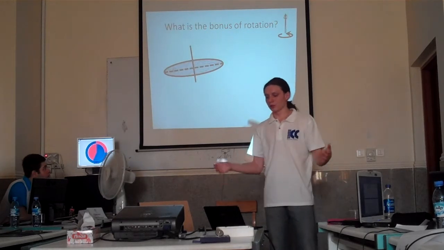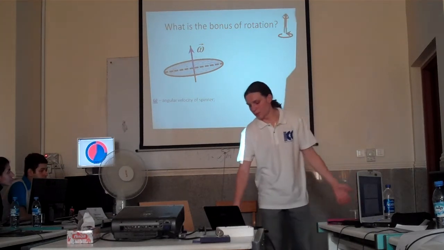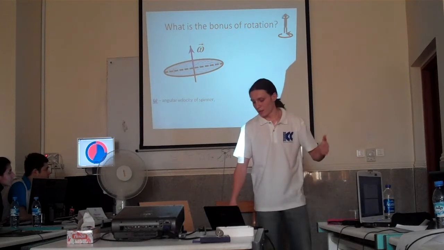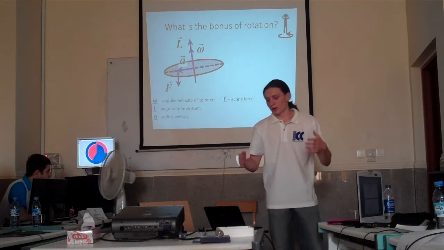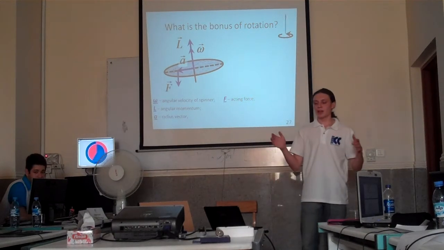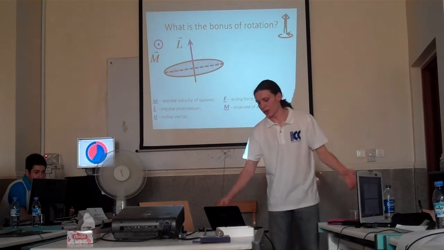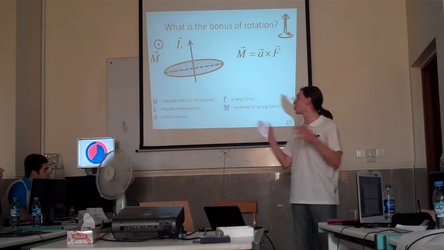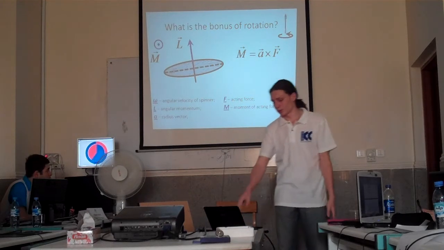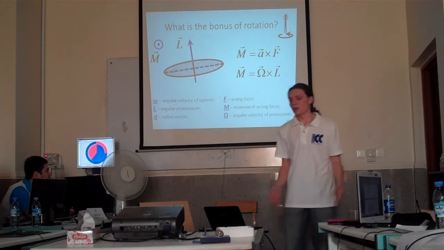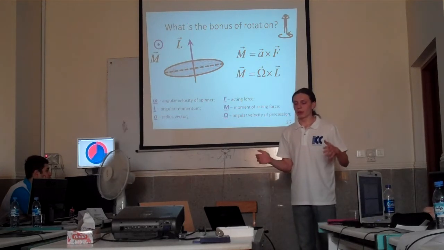Here is a usual spinner. It has some angular velocity, and because it has a moment of inertia and angular velocity, it has angular momentum. Let's imagine that at some distance a, some force F is acting, which causes the moment of force M, which can be calculated by this equation. This is a vector. It causes some turning of the spinner. But at the same time, the moment of this force is equal to the angular velocity of precession multiplied by the angular momentum.